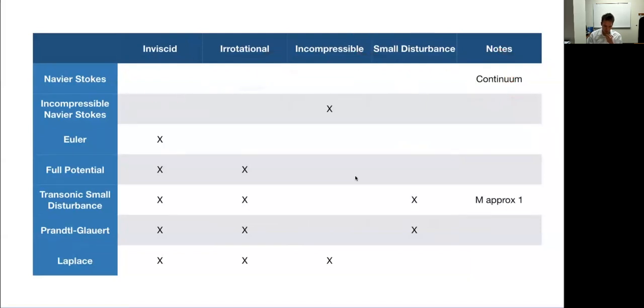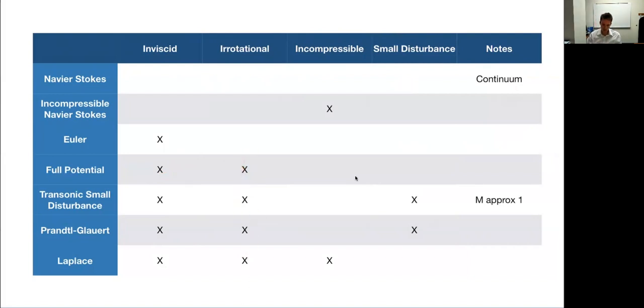If we assume incompressibility, this is called the incompressible Navier-Stokes equations. If instead we keep it compressible but assume it's inviscid, this is called the Euler equations. All of these are widely used equations. Very soon, we're going to make some assumptions on irrotational flow. And for it to be irrotational, it has to be inviscid as well. So these will all be inviscid to be irrotational. The opposite is not necessarily true. Being inviscid does not necessarily imply irrotational, but usually does. We can get into that more.